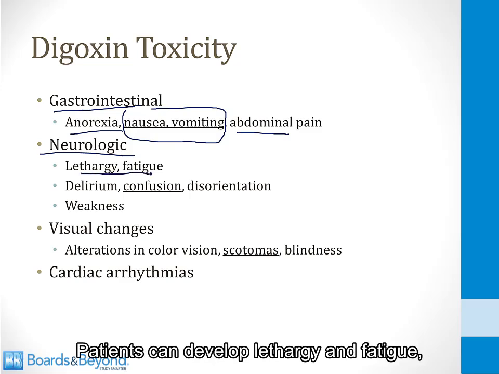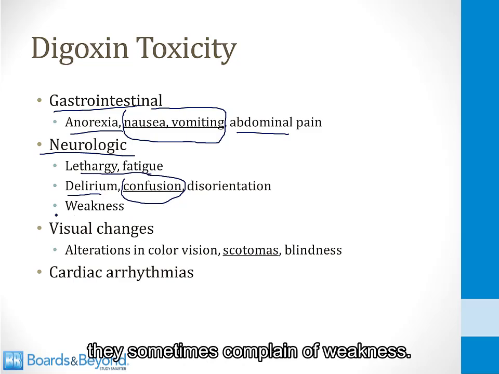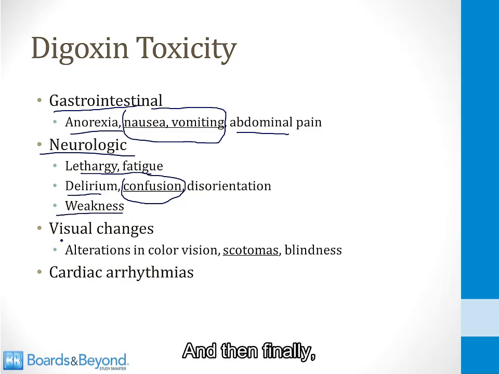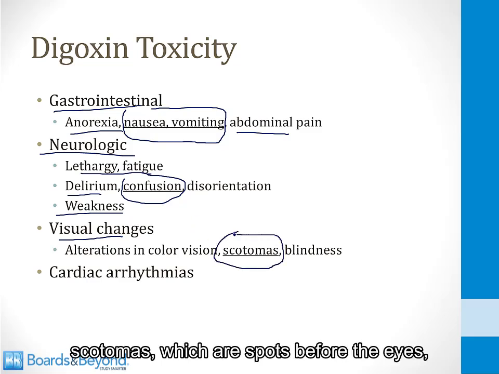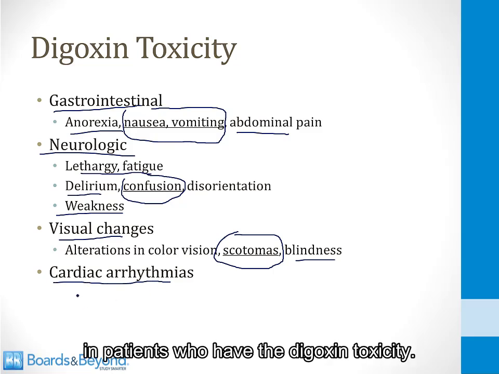Patients can develop lethargy and fatigue. They may become delirious or confused. They may be disoriented. They sometimes complain of weakness. And then finally, visual changes are also common. Alterations of color vision, scotomas, which are spots before the eyes, and blindness can all occur. In addition to these symptoms, cardiac arrhythmias can also occur in patients who have digoxin toxicity.